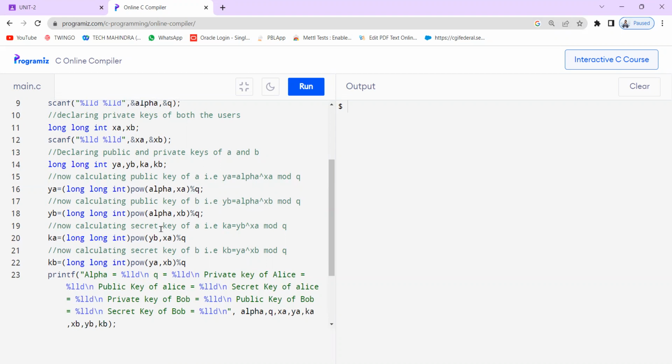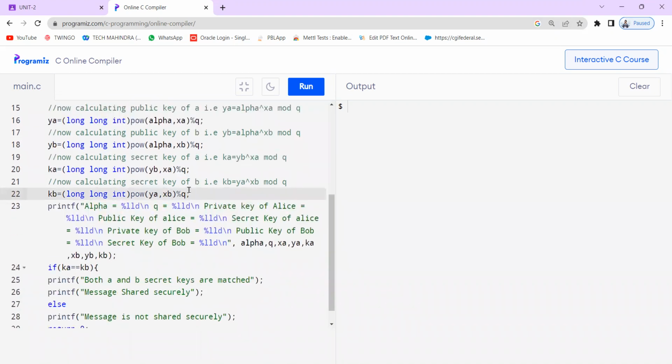Then we calculate the secret key of a, that is k is equal to yb, the public key of b, to the power of the private key of a, mod q. So we take long int power yb comma xa percent q. In the same manner, we calculate the secret key of b, that is kb is equal to the public key of a to the power of the private key of b, mod q. We get the secret keys of a and b.